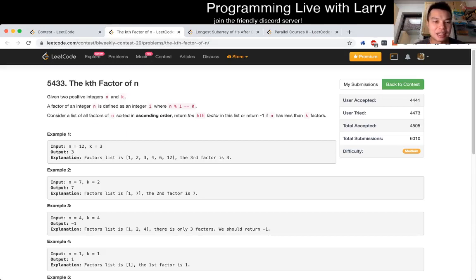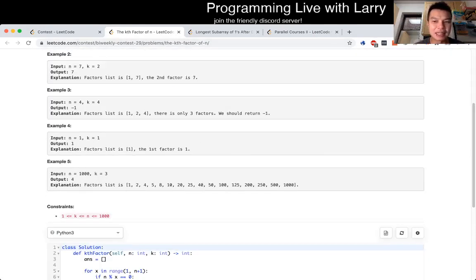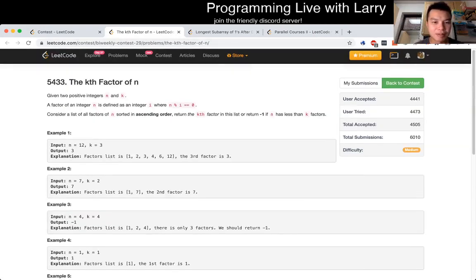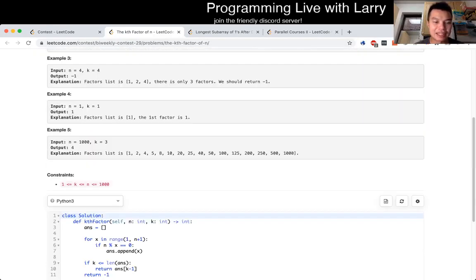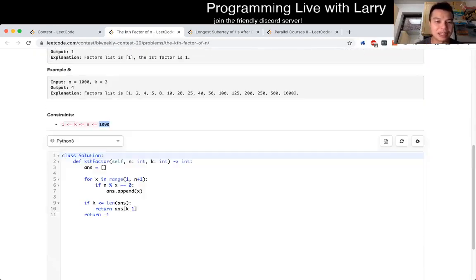So this could have been interesting, but because n is less than 1,000, you only have to do a linear search to count all the factors and then return the kth element, with a bound check that if it doesn't have k elements, then you return -1.